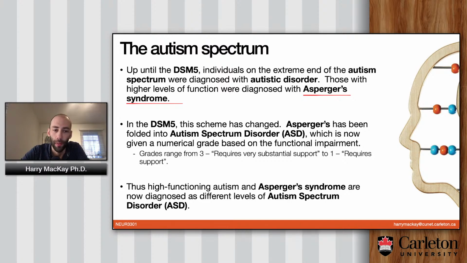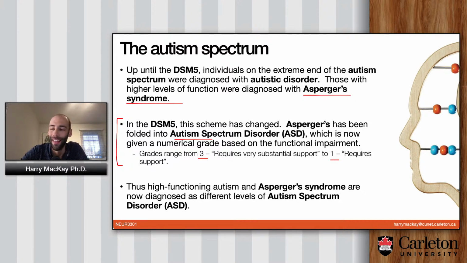The favored terminology now is to just call everything the autism spectrum disorder, or ASD. And then you're given a numerical grade based on the level of functional impairment. So, a grade like 3 would mean that you require a great deal of support in your day-to-day life, whereas a grade level of 1 means you require some support. And of course, if you require no support, it's difficult to really say you have a disorder, isn't it?